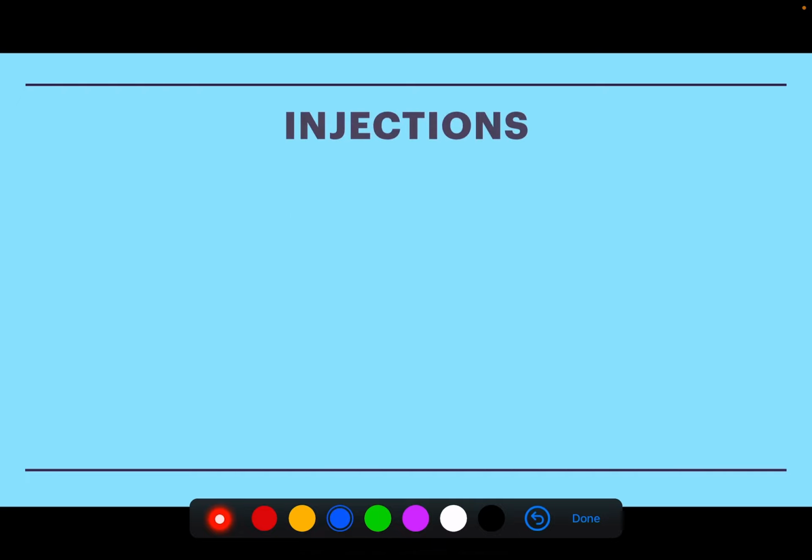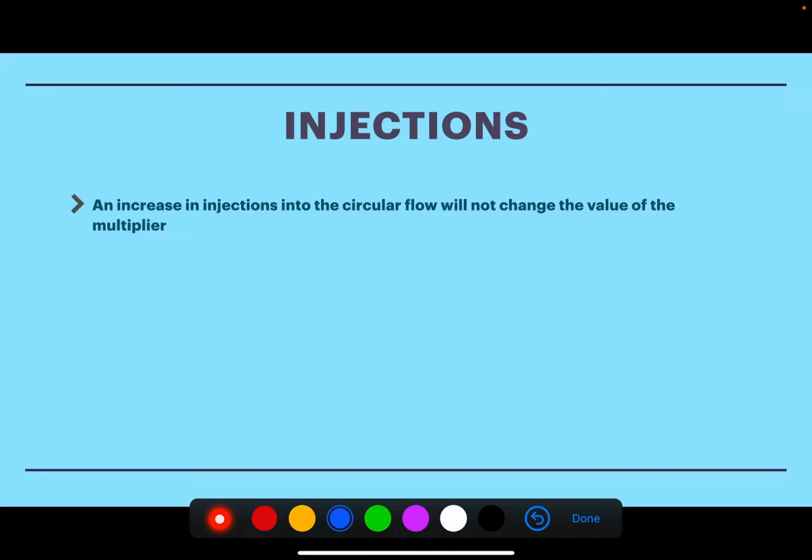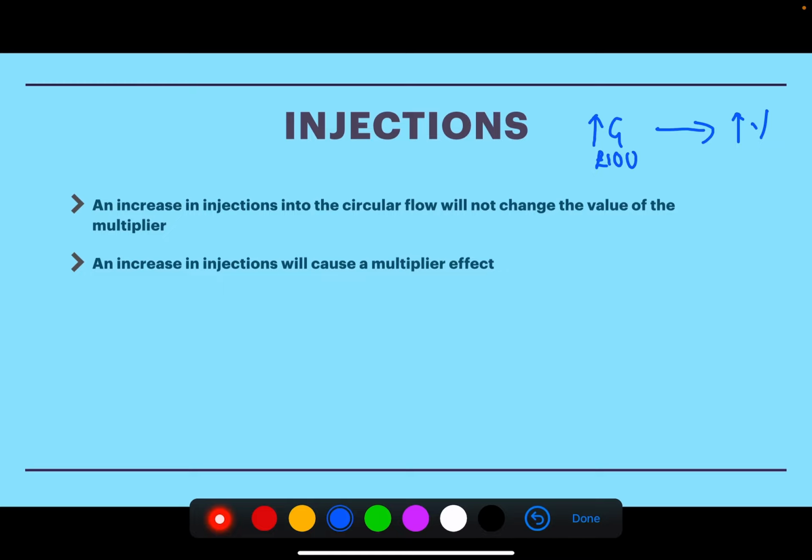Right, so if we look at injections now, as we said before, if we increase government spending, it's going to lead to an increase in national income. So let's put the figures on that we had before, and the multiplier is 5. That leads to an increase in national income of 500. Now, if injections increase, then what we're going to get is we might get 200, and then we'll get 1,000.